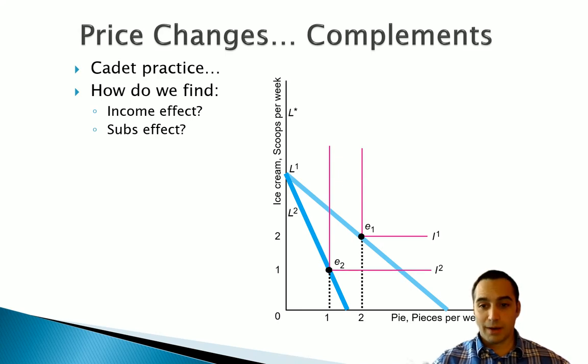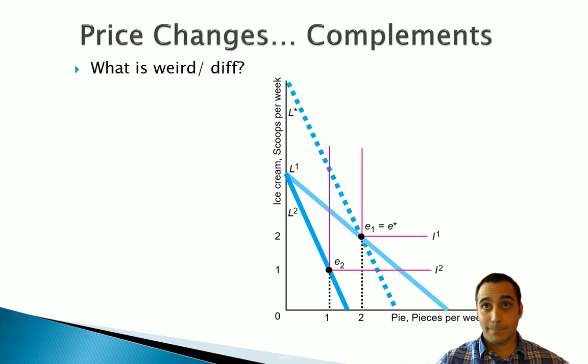So let's do a couple practice ones to see how this can get wacky. Here we have perfect complements, one of our usual suspects. Pretend we've changed from this original price level to this price level. Please find for me the income effect and the substitution effect. Well, you'll note that the original utility level is associated with bundle E1.